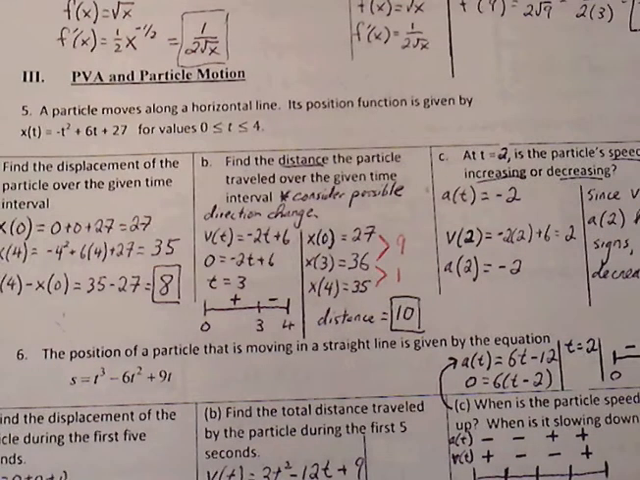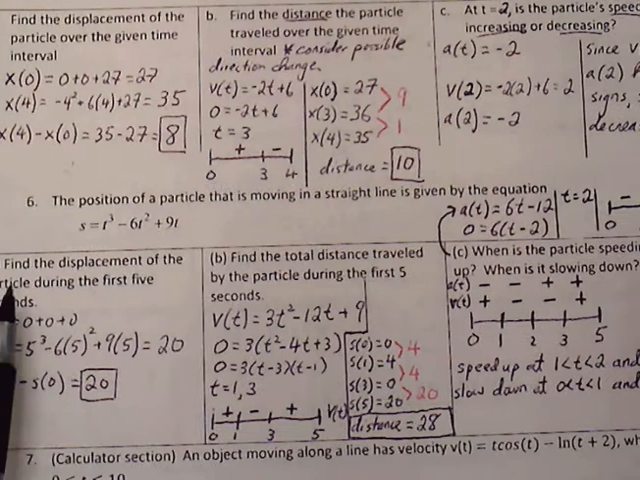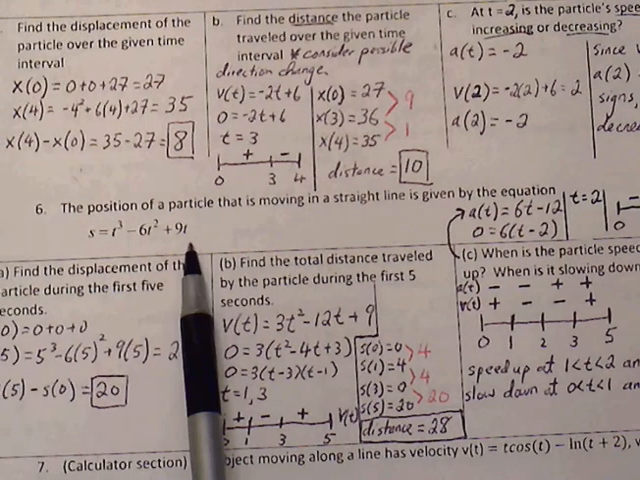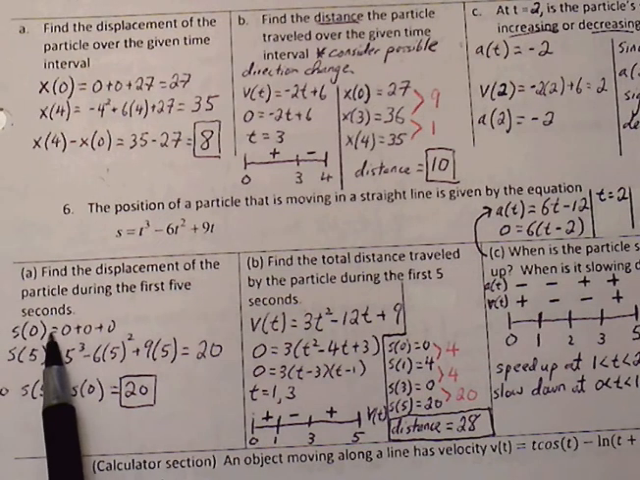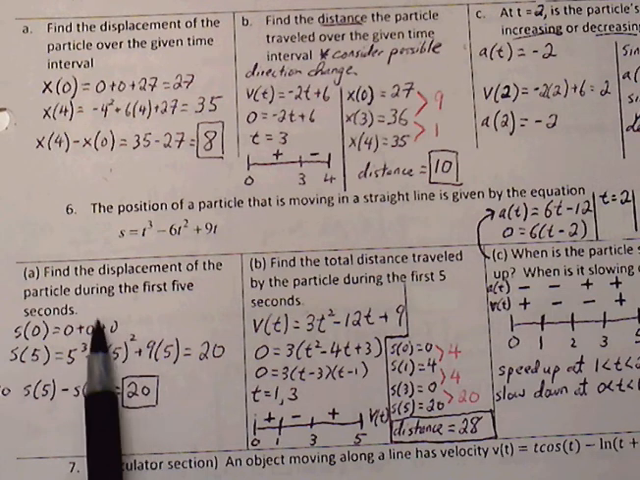Okay, number 6, the position function is given by t cubed minus 6t squared plus 9t. So same steps as number 5. Plug the endpoints into the position function, and to find displacement we just subtract those two values. So 20 minus 0 is simply 20.